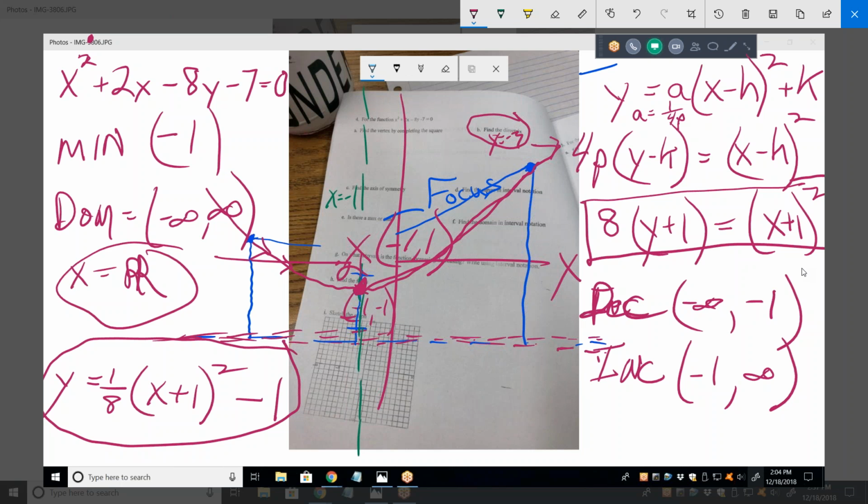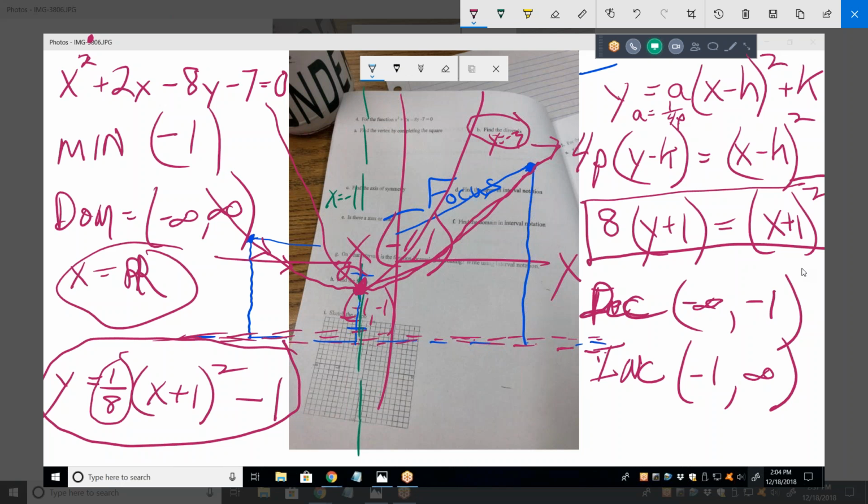Okay. So once you find the vertex, and you know that it's flatter than a regular parabola by 1/8, because if it was just a normal-looking parabola like that, then that would be a 1, it would be 1/8. So this is flattened out considerably by the fact that that says 1/8. Okay, so we learned an awful lot about parabolas from this problem.